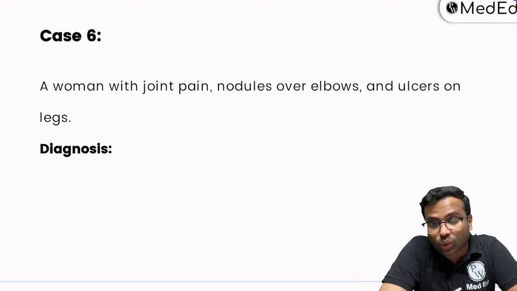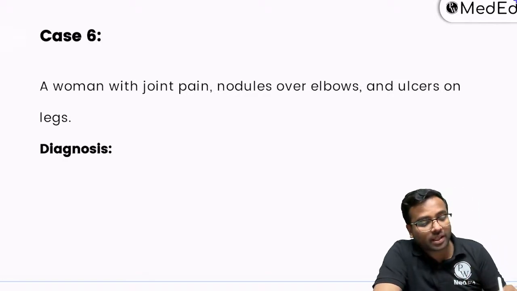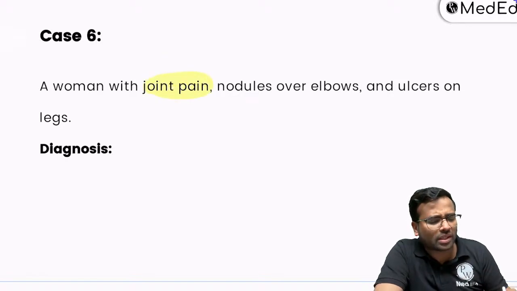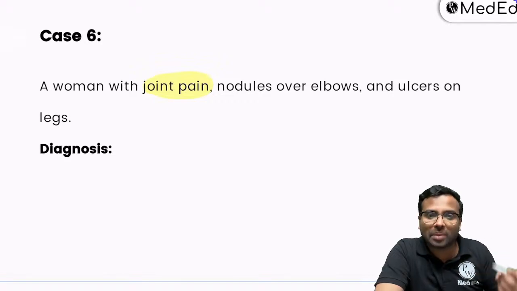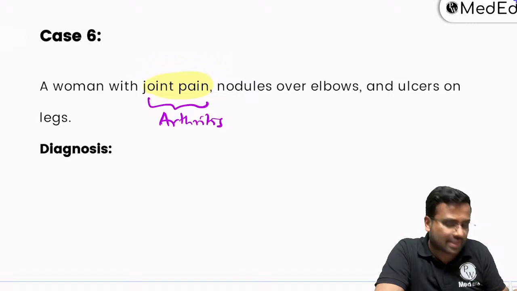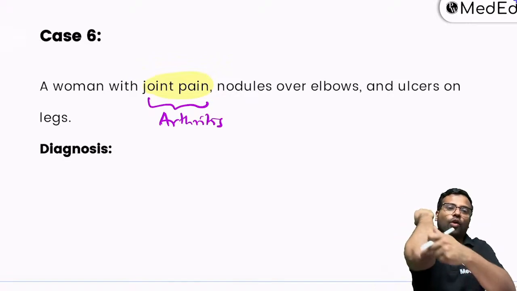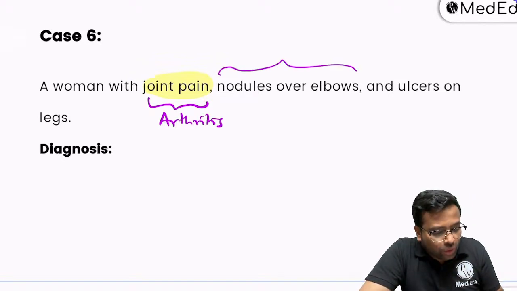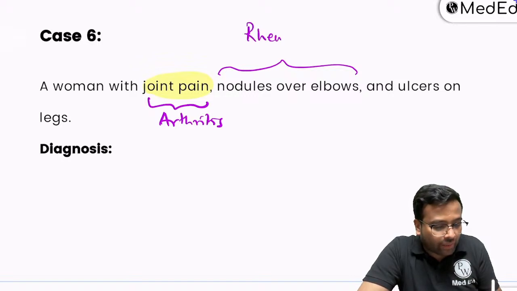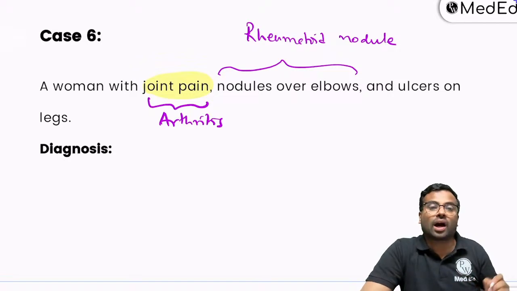So moving to the next one, a woman with joint pain, nodules over the elbows and ulcers over the legs. So what is this going to be? Any idea? So the patient's primary symptom is joint pain, so whenever you find this, tell yourself the medical terminology. Okay, you have joint pain, so this can be arthritis. So what type of arthritis? Now you can see that there are nodules over the elbows. So when there are nodules over the elbows, what things should come to your mind? It can be a rheumatoid nodule, and the patient is having ulcers as well.